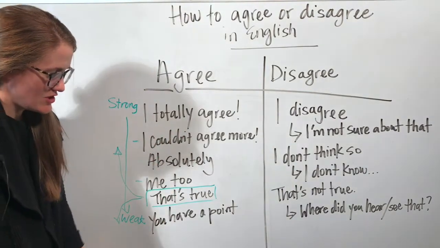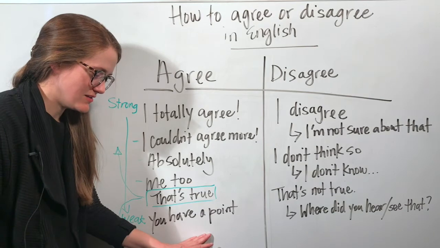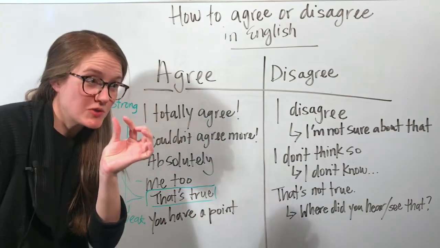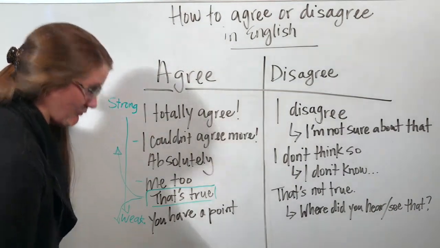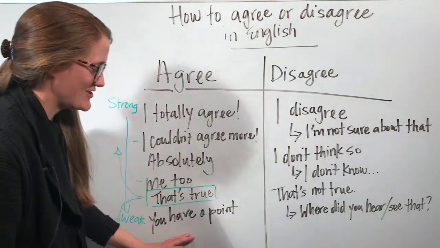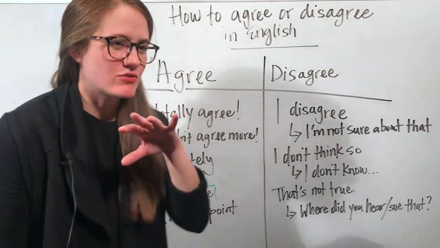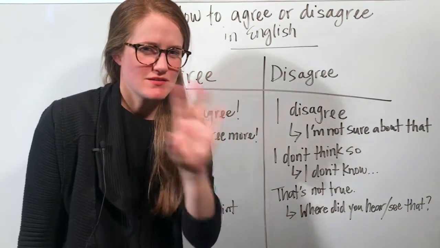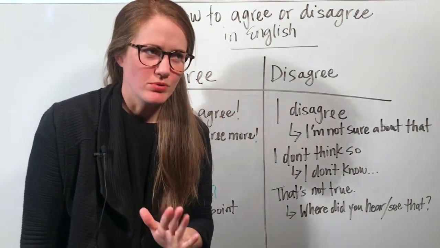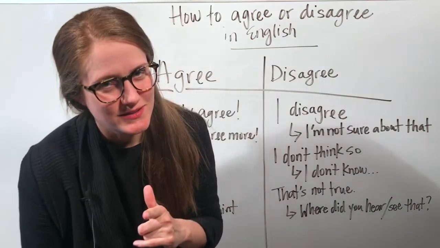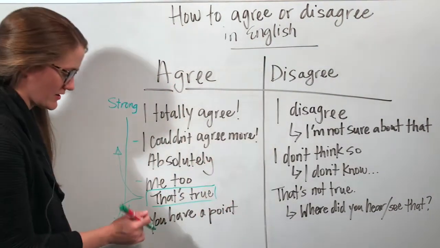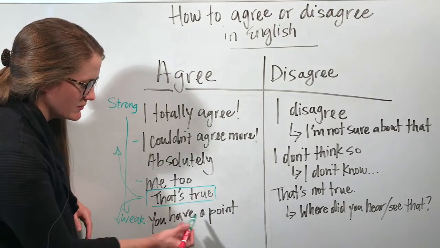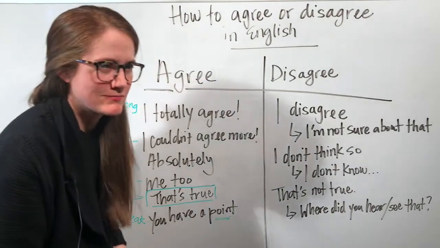Okay, and then the last one, you have a point, okay? This is kind of like that's true, but it's smaller, okay? Because a point is like 1 point, right? Okay, you have a point. This means that I agree with some of what you're saying. There's some things in what you're saying. Yeah, you have a point. But what about la la la, okay? So again, be careful in an email with this because you want to be clear what point they are talking about.